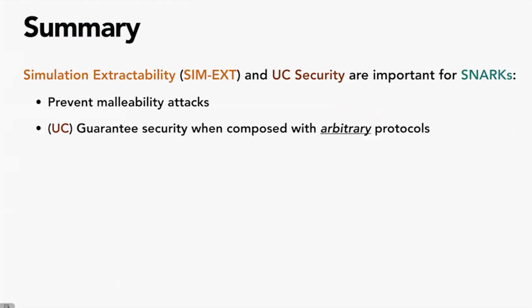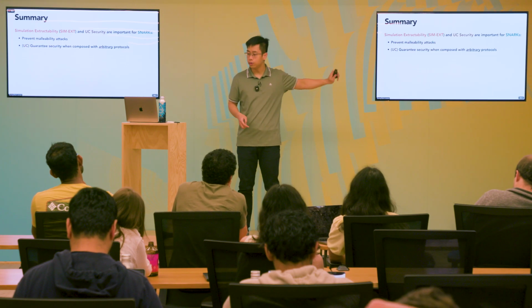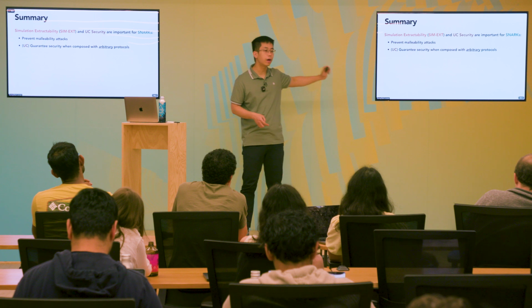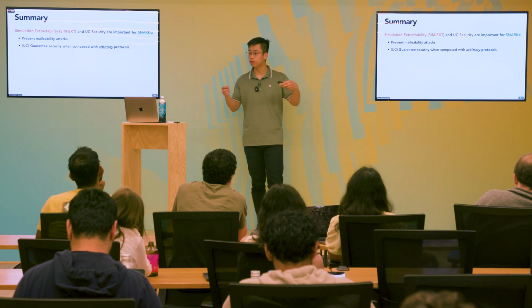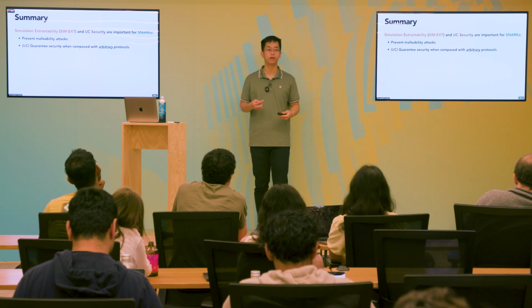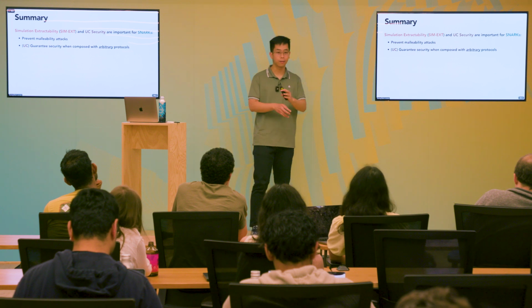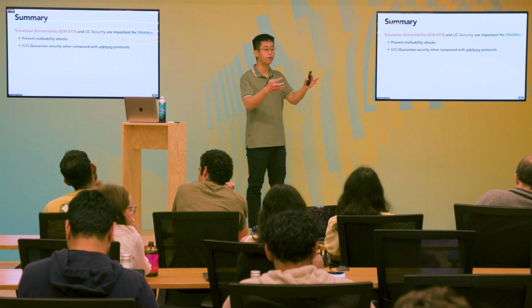So in this talk, I hope I have convinced you that simulation extractability and UC security are very important notions for SNARKs. It rules out these malleability attacks, which can be very devastating in practice. And for UC specifically, it also guarantees security when you compose the SNARK with arbitrary protocols. So you really get peace of mind when you deploy these SNARKs.